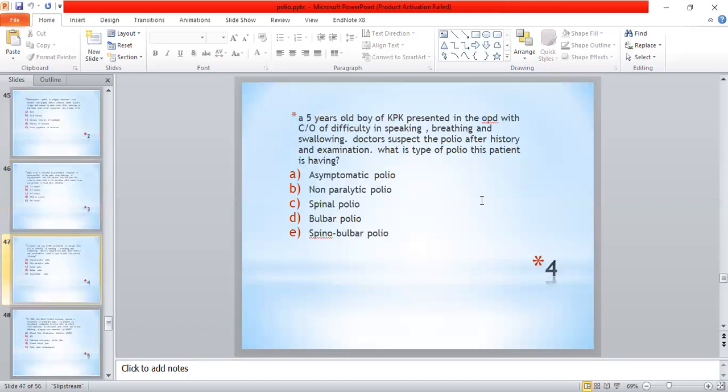Question number four. A 5-year-old boy of KPK presented in the OPD with a complaint of difficulty in speaking, breathing, and swallowing. Doctors suspect polio after the history and examination. So, what is the type of polio that this patient is having? A is asymptomatic polio, B is non-paralytic polio, C is spinal polio, D is bulbar polio, and E is spinobulbar polio.